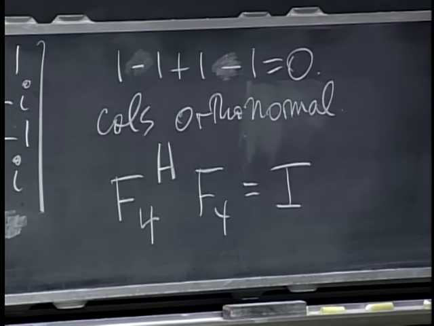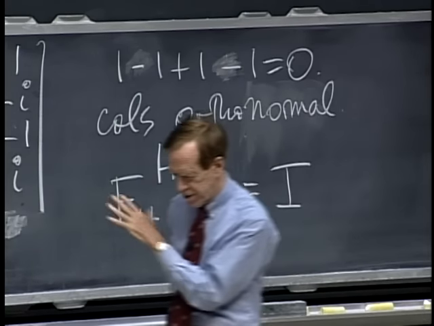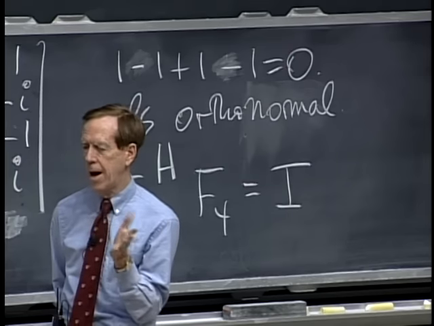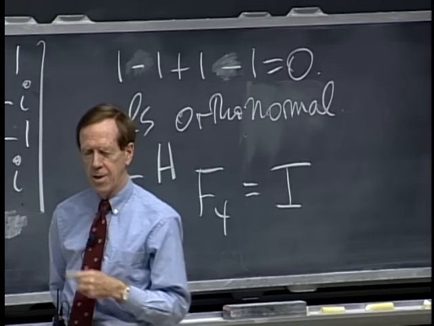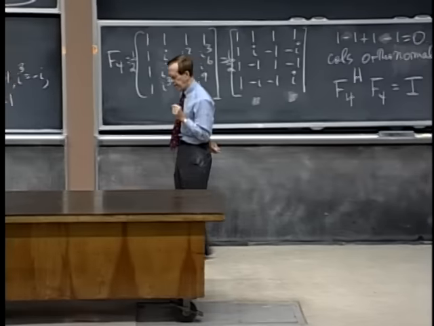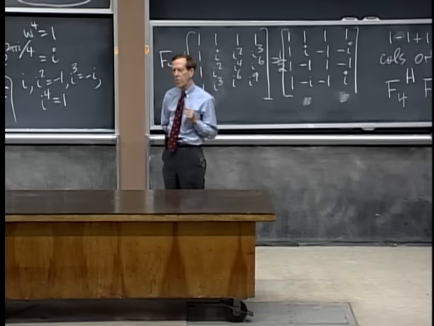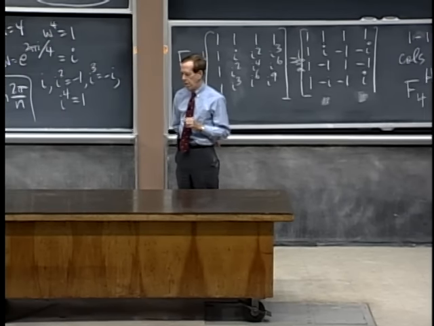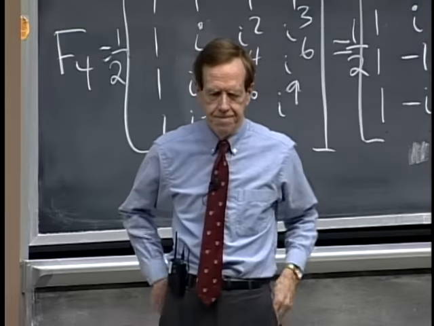Okay, now, so what's good? Well, first, the columns are orthogonal. That's the key fact. That's the thing that makes the inverse easy. But what property is it that leads to the fast Fourier transform? So now I'm going to talk in these last minutes about the fast Fourier transform. Here's the idea.